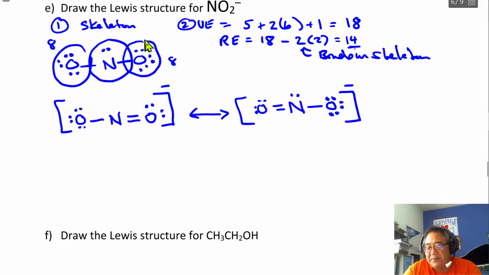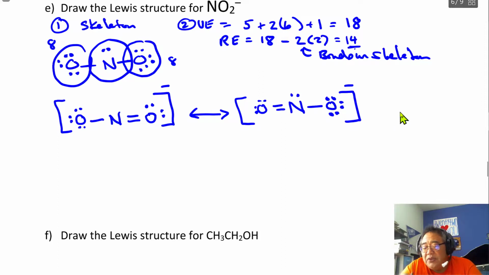So that's what I did at that step there, right? And then I noticed I didn't have an octet on the nitrogen, and so I needed another pair of electrons to come in and create the bond. So if I bring the electrons in from the right and make a bond here, then that makes this structure. Or if I bring the electrons in on the left, that makes this structure.